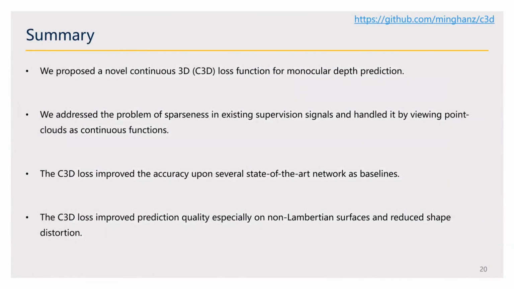In summary, we propose a novel continuous 3D loss function for monocular depth prediction. We address the problem of sparseness in existing supervision signals and handle it by viewing point clouds as continuous functions. The proposed C3D loss improved the accuracy upon several state-of-the-art networks as baselines. It improved the prediction quality on non-Lambertian surfaces and reduced shape distortion.